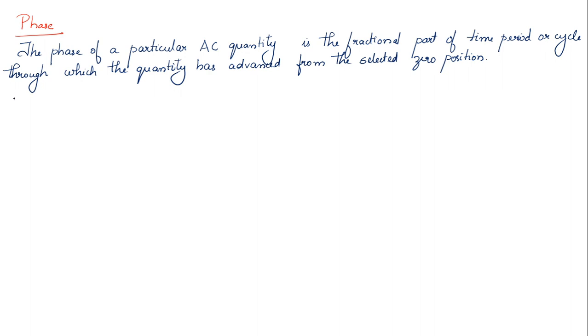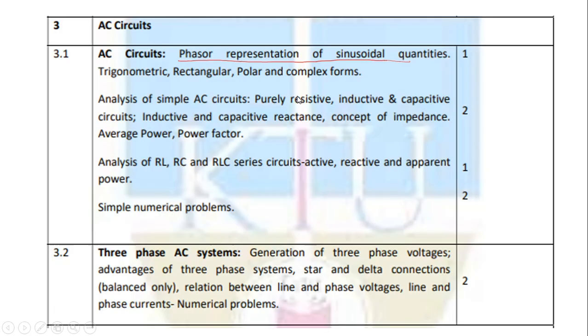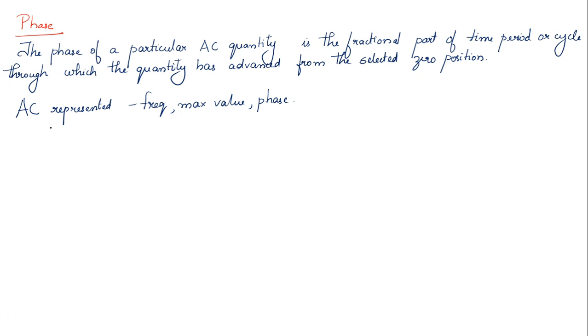Okay, so in an AC quantity we usually represent what is the phase of the AC quantity, then only the representation of the AC quantity will be completed. So an AC quantity is normally represented completely by its frequency, then its maximum value, and as we already mentioned, with the help of the phase value. Okay, so we are going to study what is meant by a phase in detail.